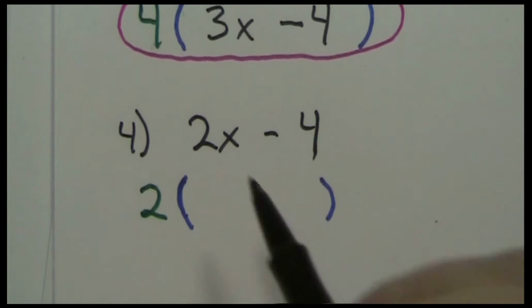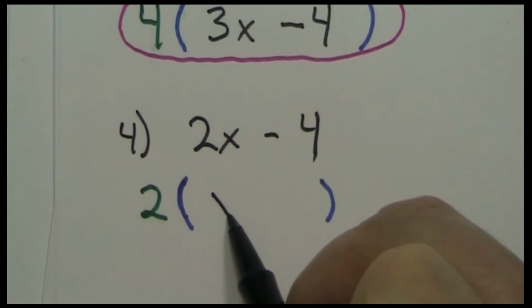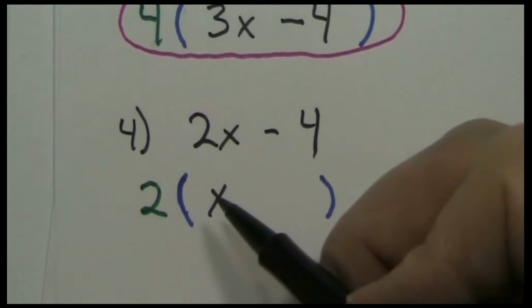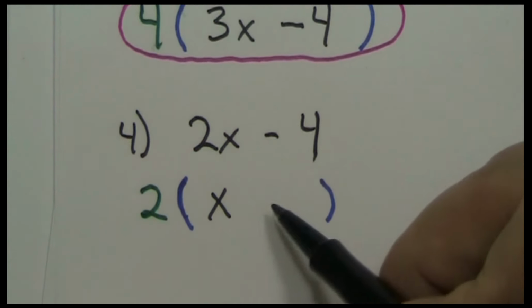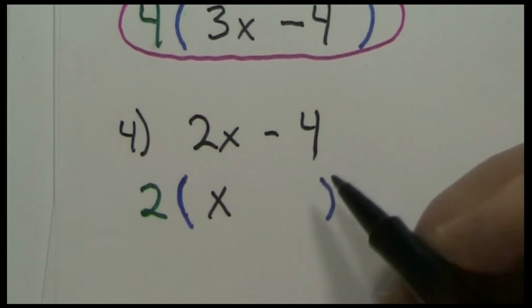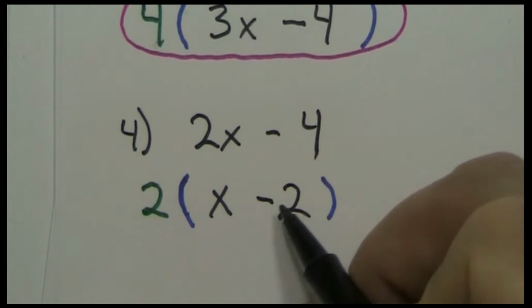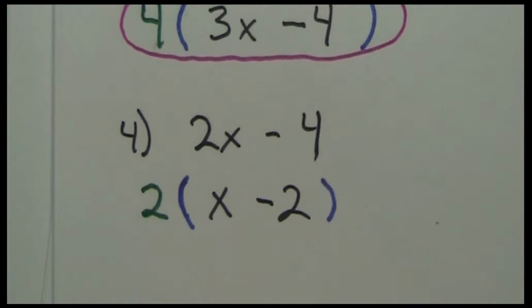And so, 2 times something is 2x. Just x. 2 times x is 2x. Yes, there's the invisible, miserable 1. Then we have 2 times something is negative 4. 2 times negative 2 is negative 4. And that's your answer. That's all you can do. It is factored.